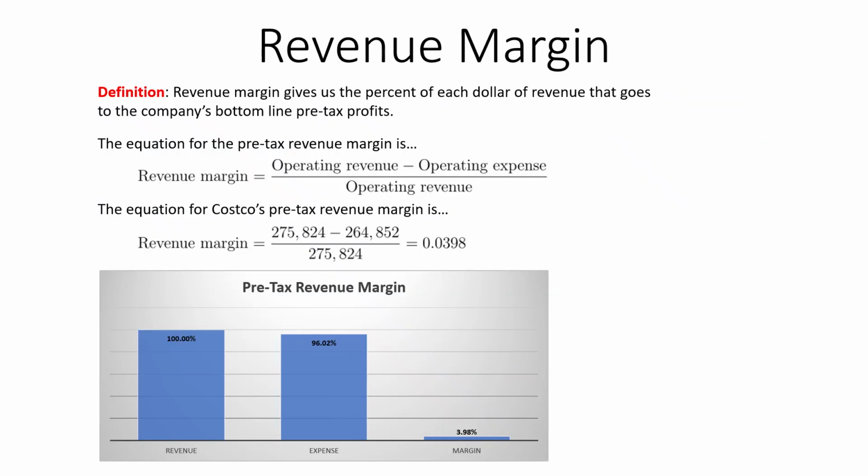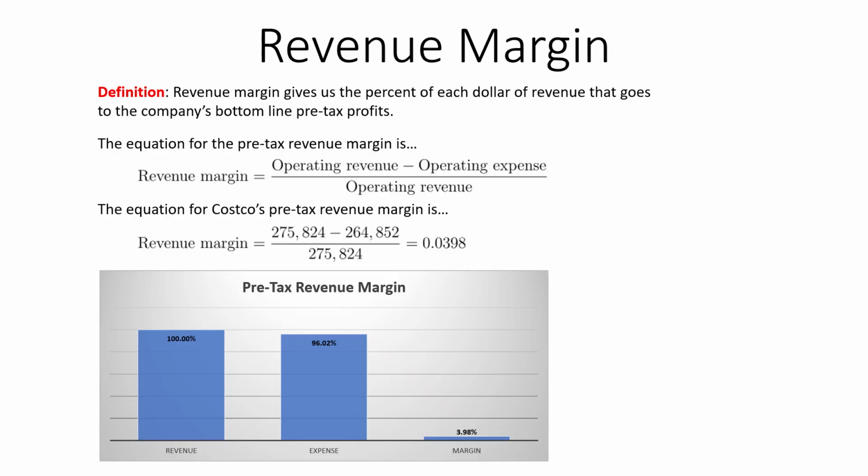The first thing we're going to look at is revenue margin. By definition, revenue margin gives us the percent of each dollar of revenue that goes to the company's bottom line pre-tax profits. So really what that says is, out of every dollar of revenue I get, if I'm Costco, how much of that dollar goes to my bottom line? And that's a very important parameter when we talk about return on assets.